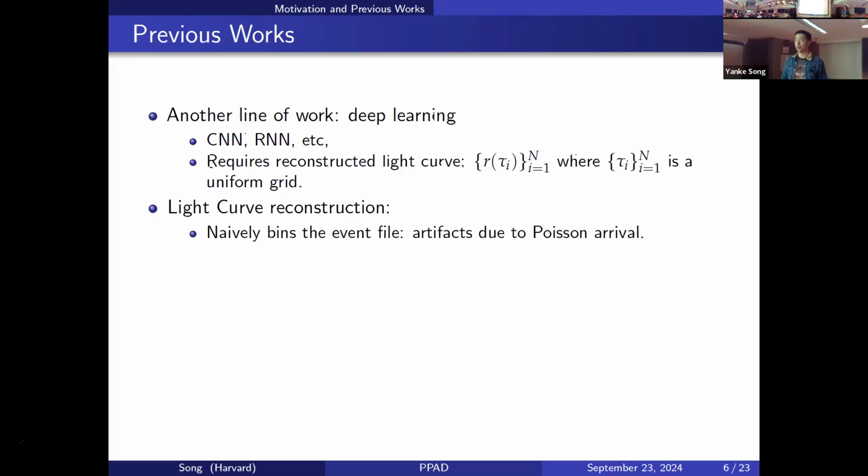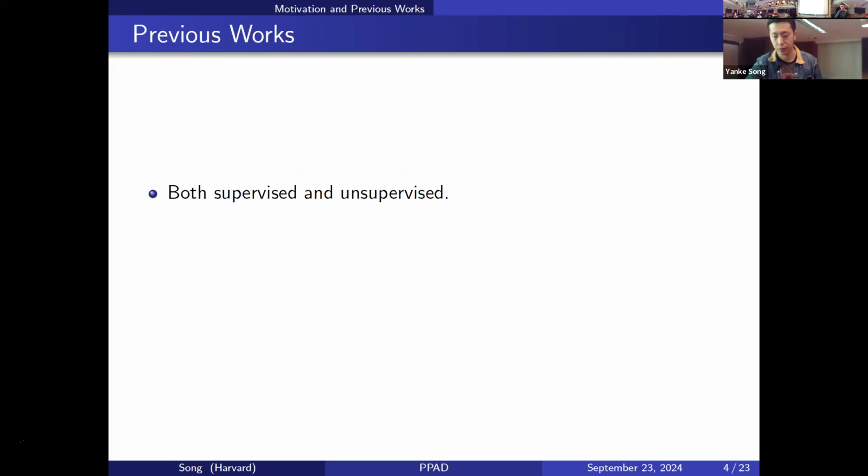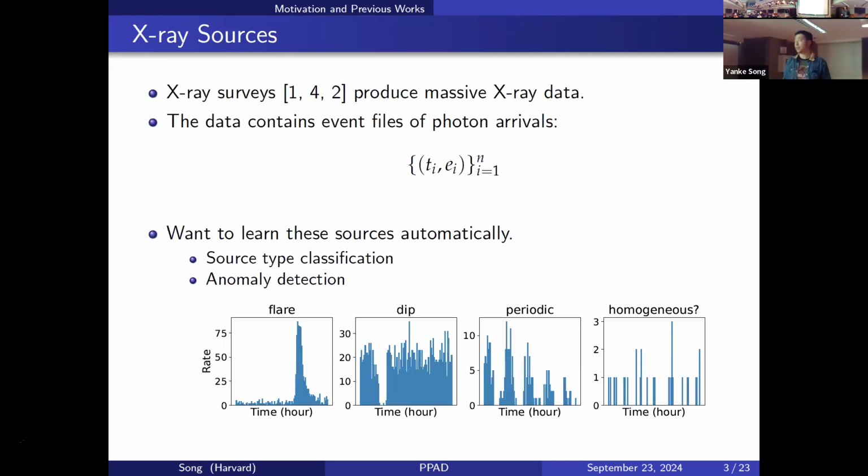So for light curve reconstruction, we can obviously just bin those event files like I showed earlier. But you can probably see that, if I return there, this is likely a homogeneous source. But if you just bin the event files, you see these ones and zeros, which are artifacts that might negatively impact the learning process.